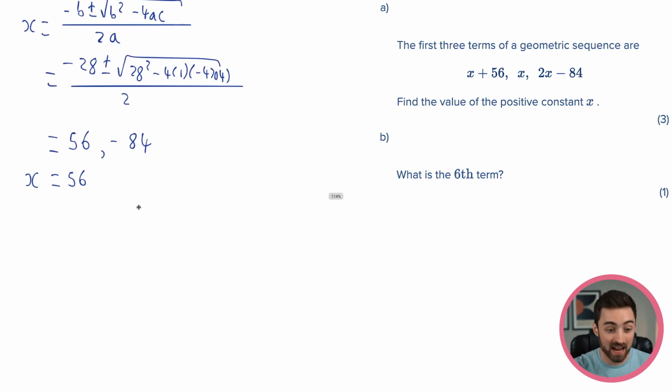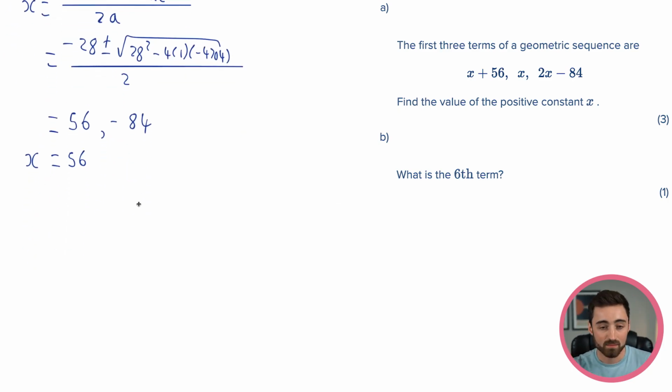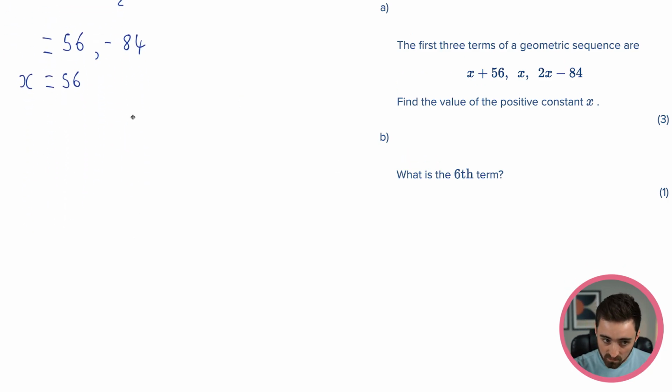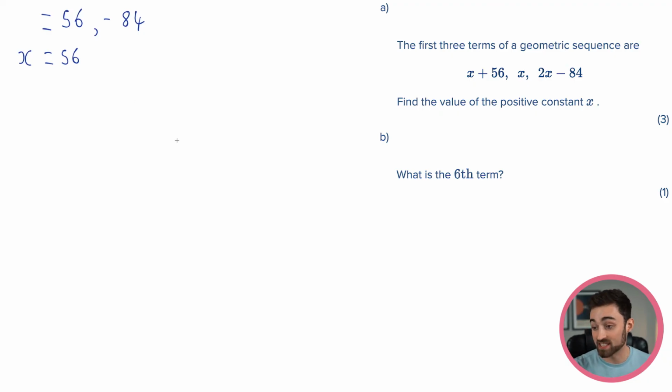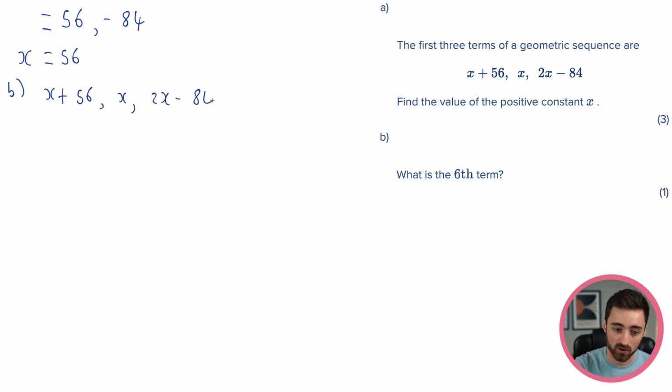I assume now that we have this value of x, part B shouldn't be too difficult. Okay, so part B says, what is the 6th term? Well, we know the first few terms, right? We've got x plus 56, x, 2x minus 84. So we've got the first, second, and third. Let's substitute our value of x into these now that we know them, and then we can see how to get to the following terms.